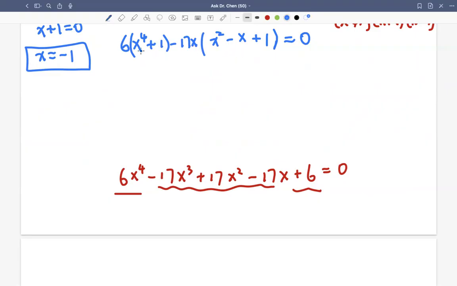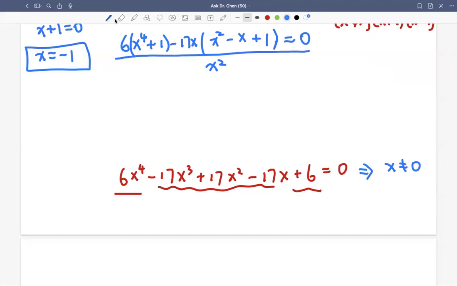We see x to the 4 plus 1, x squared minus x plus 1, and we want to make perfect squares. So we see x cannot be 0, right? If x is 0, the left-hand side becomes 6, but the right-hand side is 0, so x won't be 0. So if x won't be 0, let's divide every term by x squared.